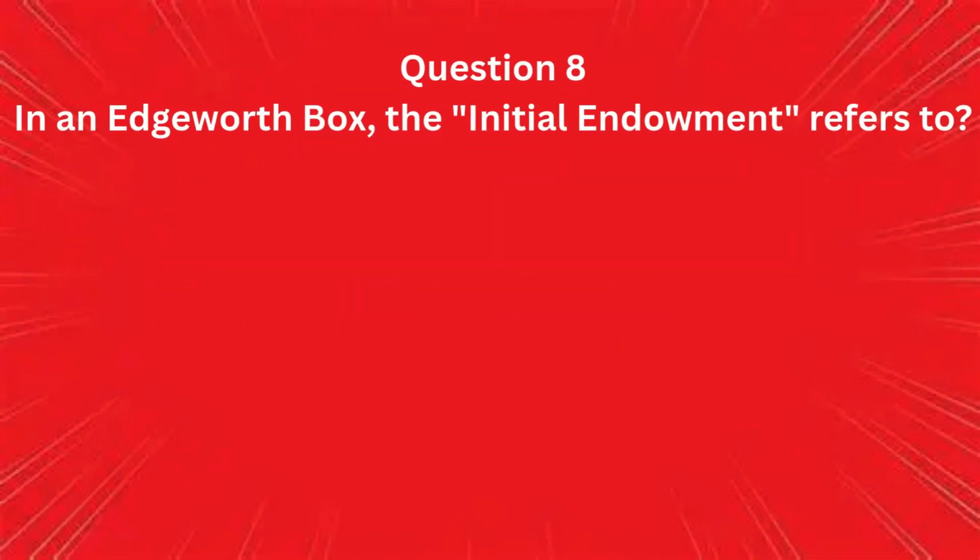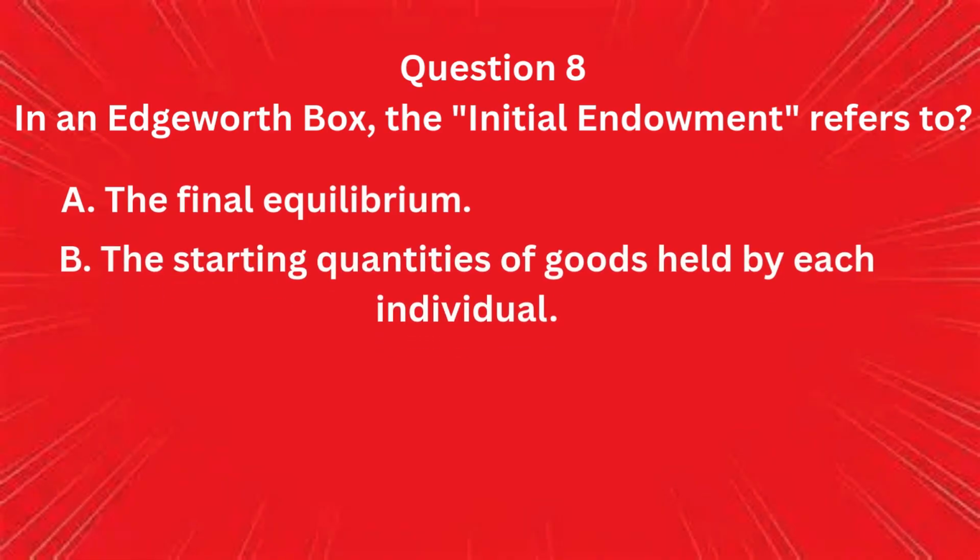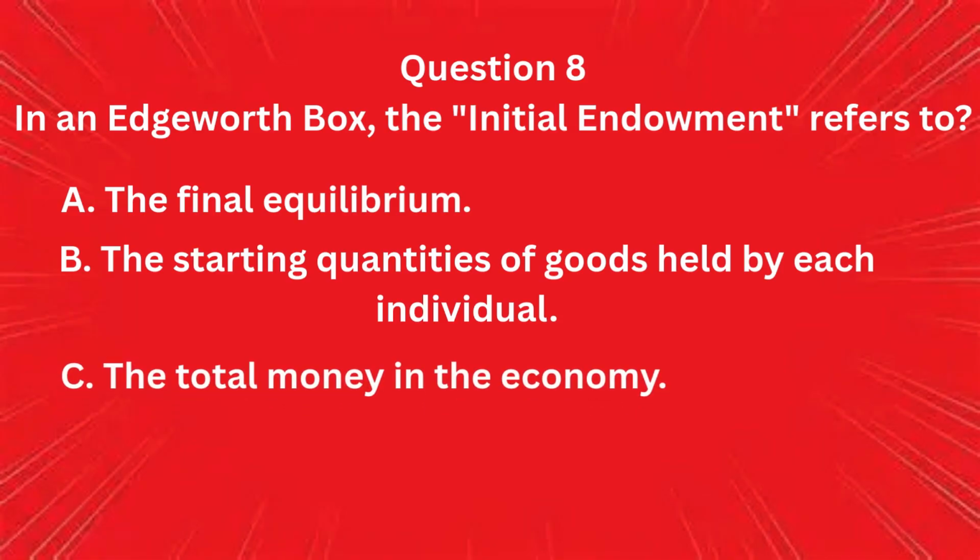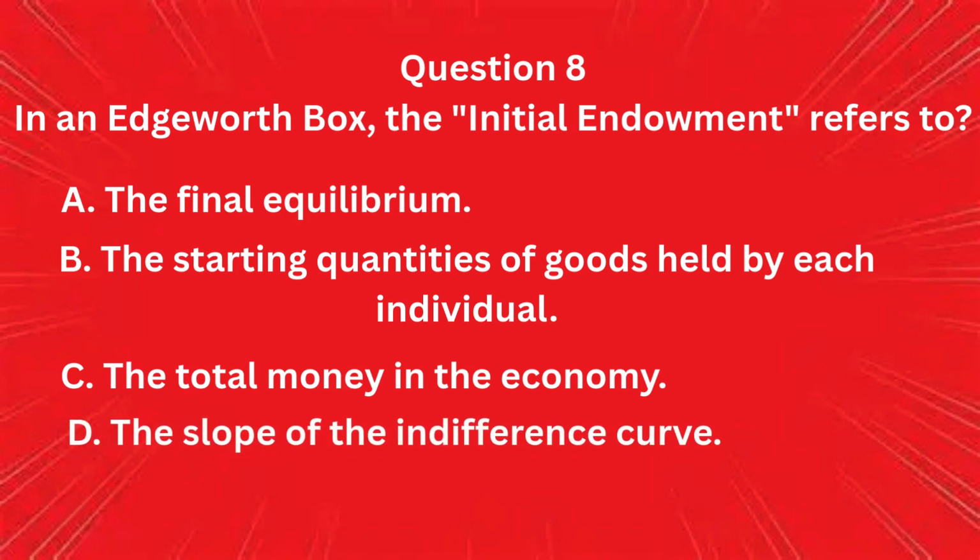Question 8. In an Edgeworth box, the initial endowment refers to A. The final equilibrium. B. The starting quantities of goods held by each individual. C. The total money in the economy. D. The slope of the indifference curve.